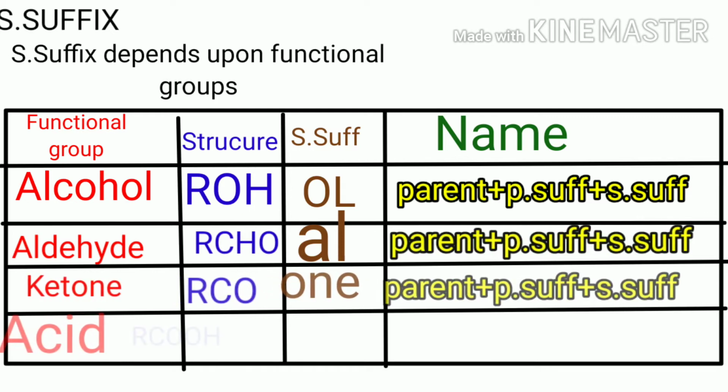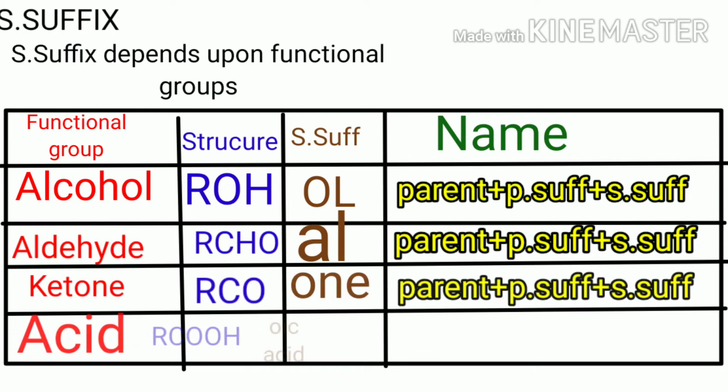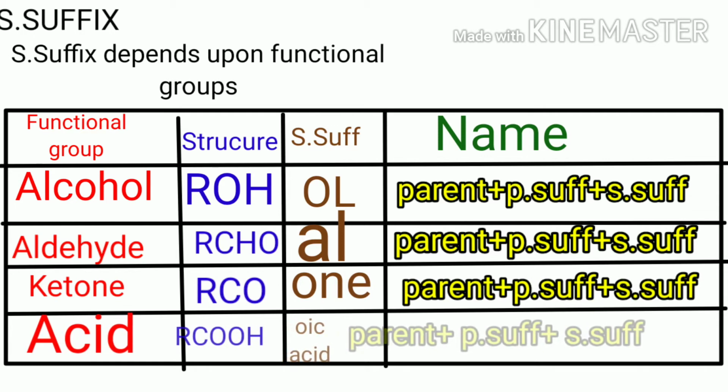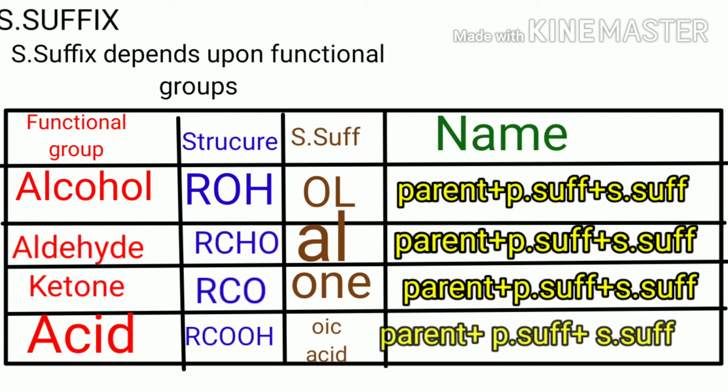The aldehyde symbol is RCHO. Then the secondary suffix AL is added. Then the name is parent plus primary suffix plus secondary suffix. Then ketone, RCO. The secondary suffix ONE is added, and the naming is the same. Then acid, RCOOH. The secondary suffix added is oic acid.